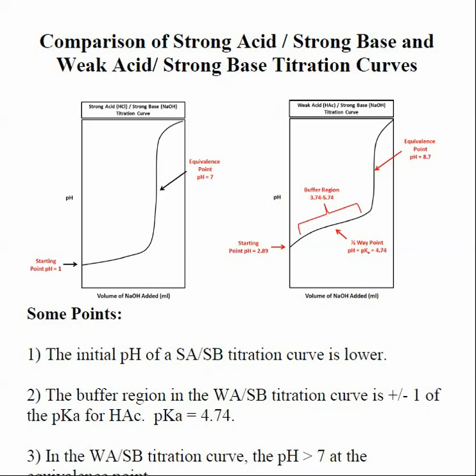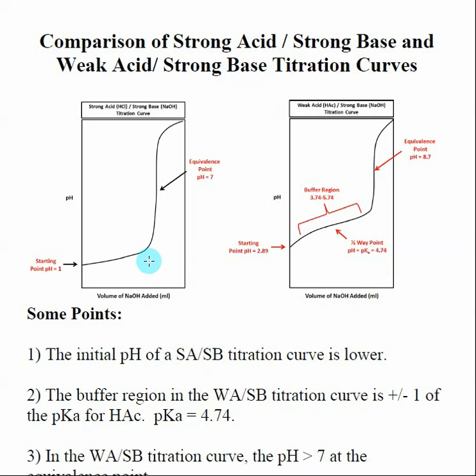So let's make a quick comparison of the two different types of titration curves that we looked at. The main difference between the two is that weak acids are involved in an equilibrium. And so many of these points on the titration curve are directly related to the Ka of the acid. This isn't true for a strong acid, strong base titration.